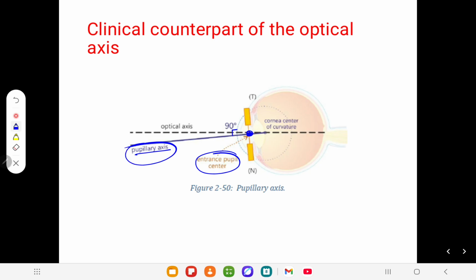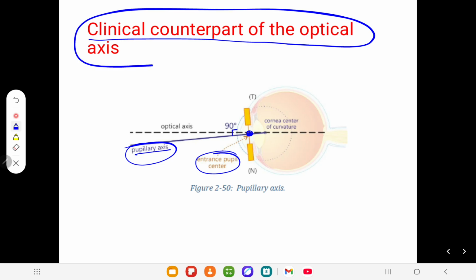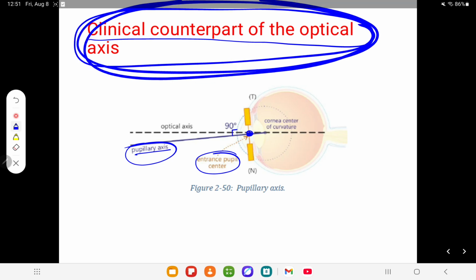That's important. The optical axis and the pupillary axis are always close together. That's why, as I have already told you, there is no true optical axis in the eye, because a true optical axis is not there in the eye. But the pupillary axis we can define. So the clinical counterpart of the optical axis is the pupillary axis. Just remember this. Similarly, the clinical counterpart of the visual axis is the line of sight, and the clinical counterpart of the optical axis is the pupillary axis.